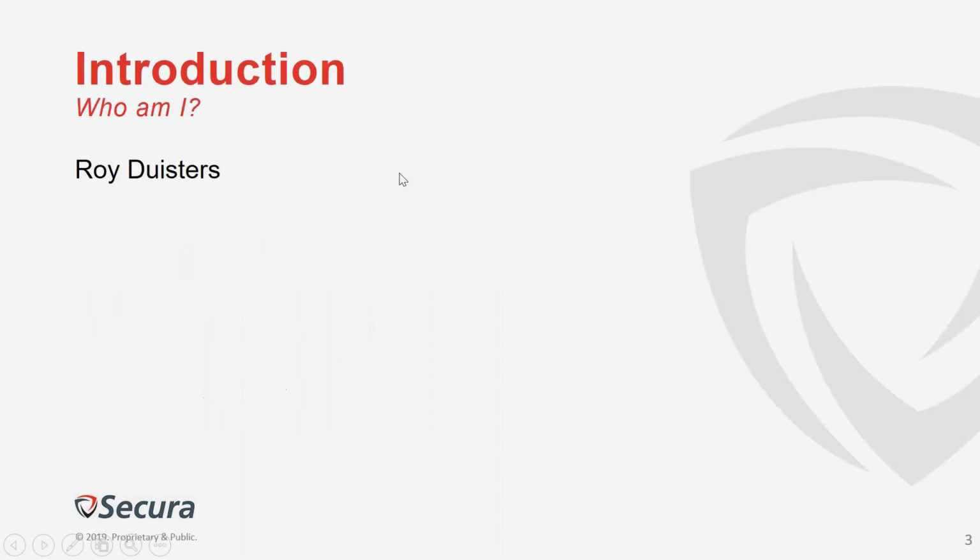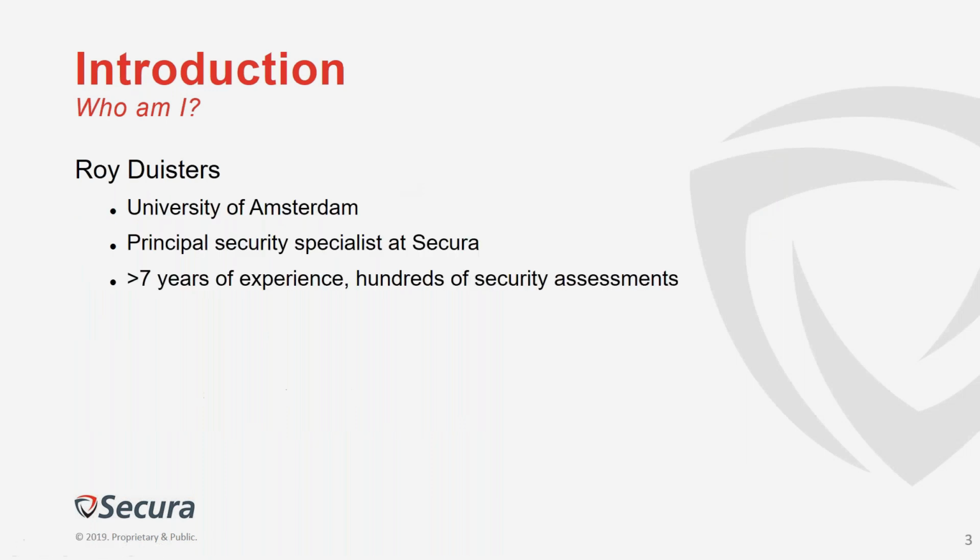All right, so let me quickly start. My name is Roy Dijsters. I am a principal security consultant at Secura. I've been doing that for the last 7 or 8 years now, and I'm mainly focused on the subjects of red teaming, infrastructure assessments, ICS SCADA, and nowadays also a lot of threat modeling.